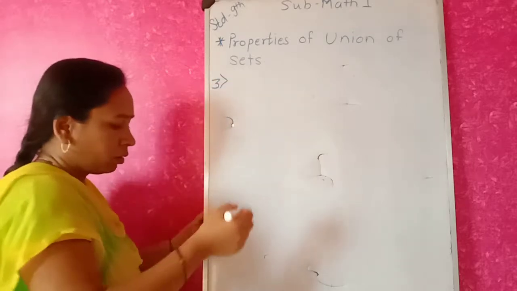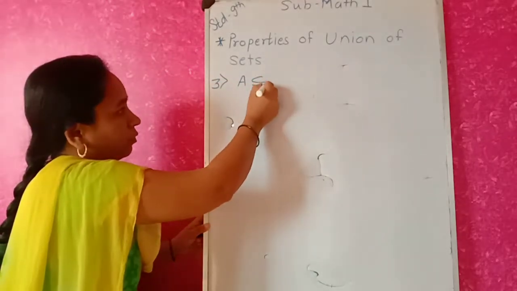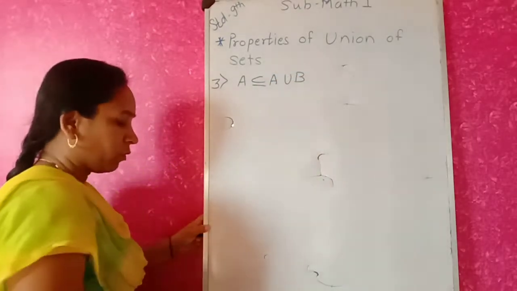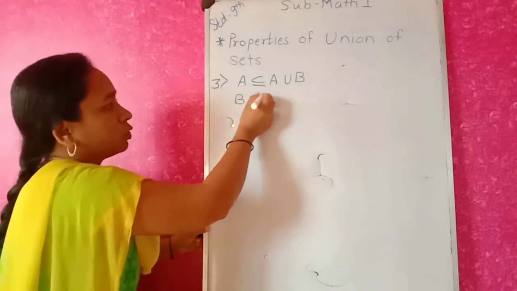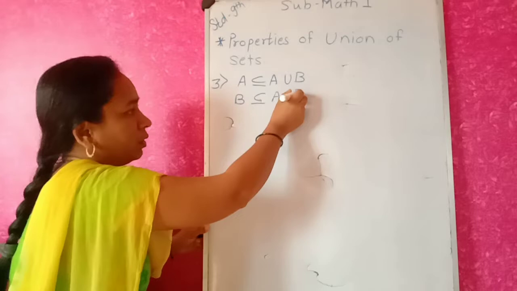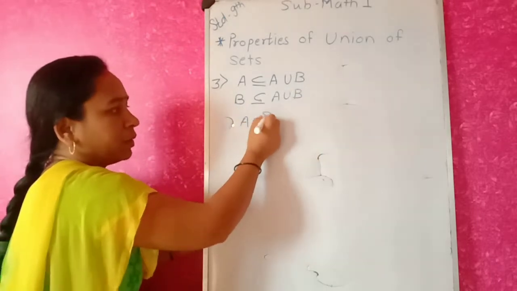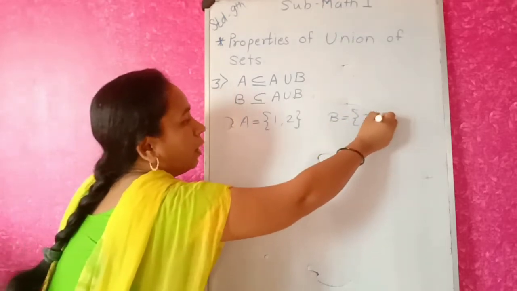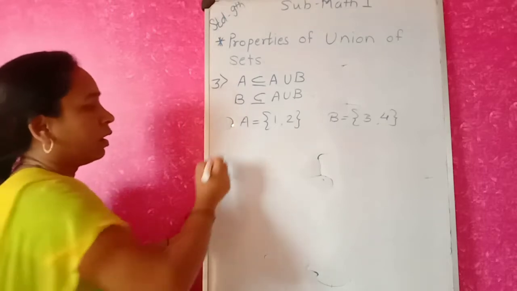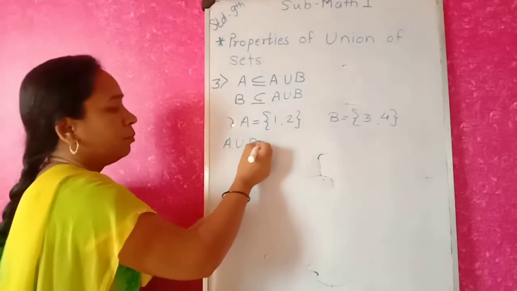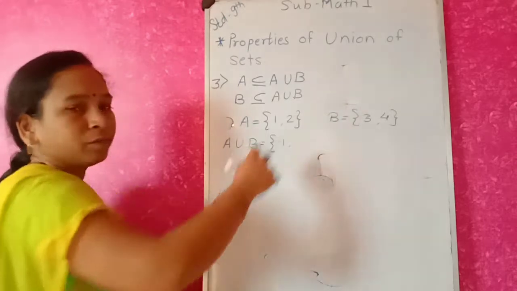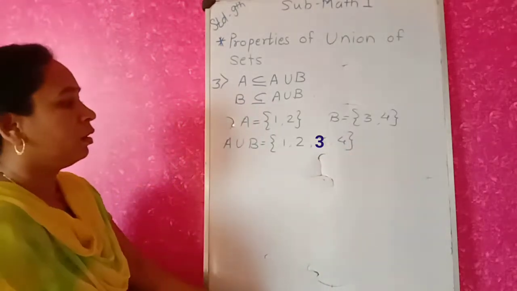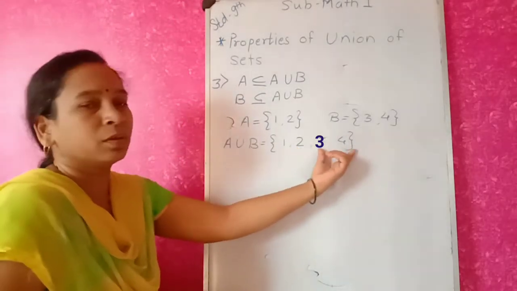Third property, A is a subset of A union B. Then B is also a subset of A union B. So, we'll see the example. A's elements are 1, 2. B's elements are 3 and 4. If you take A union B, it would be the set of all elements 1, 2, 3, 4. In this you can find the elements of set A also and elements of set B also.